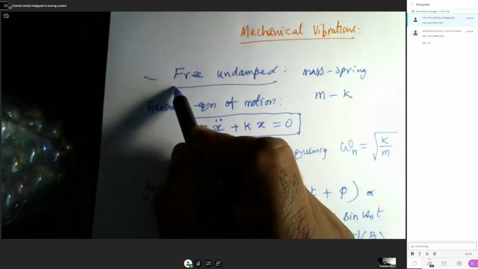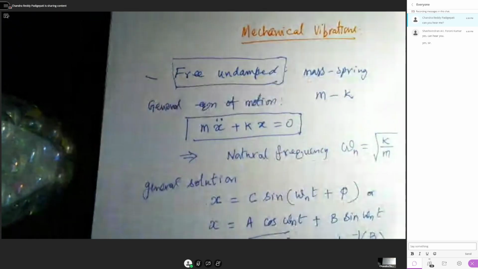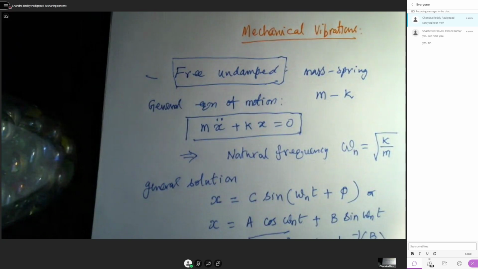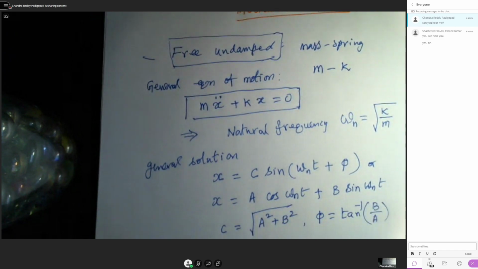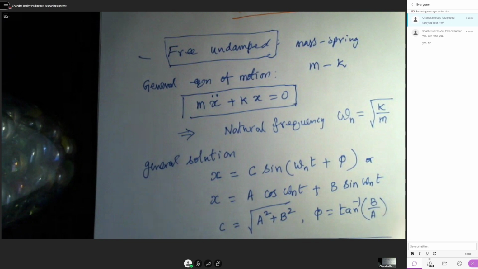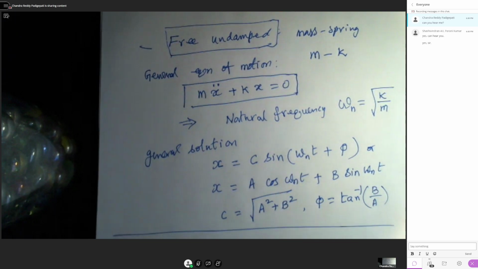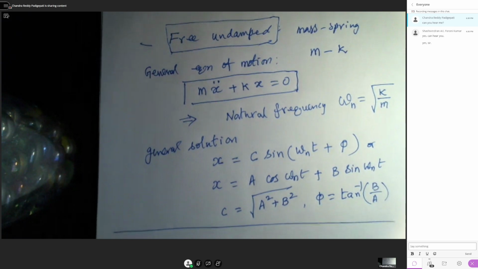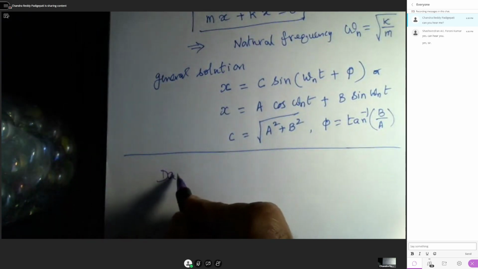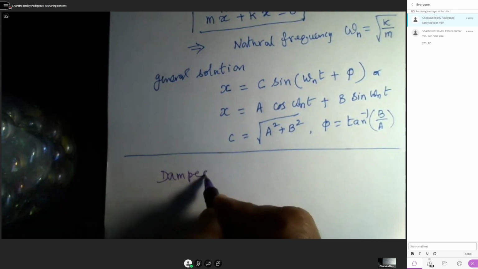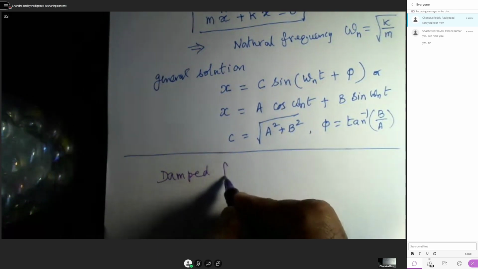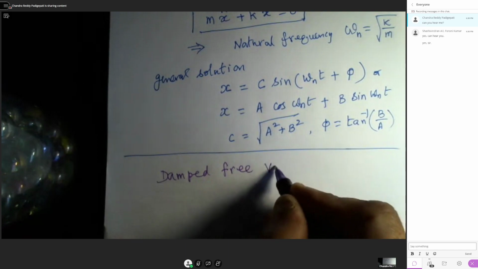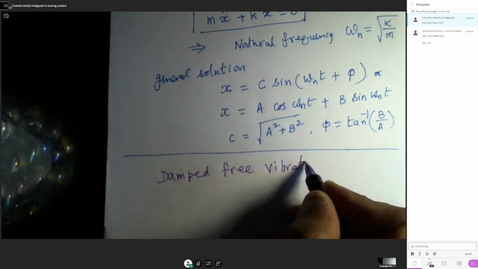Then we can introduce the damper to this system. When we have the damper, we call the system free but damped, a damped free vibration. So the next system we can talk about is the damped free vibratory system.